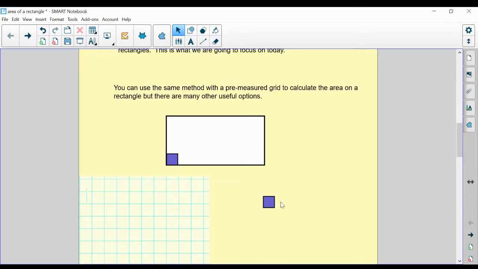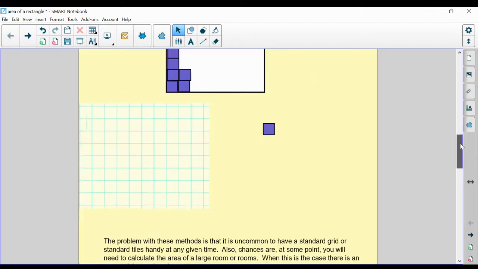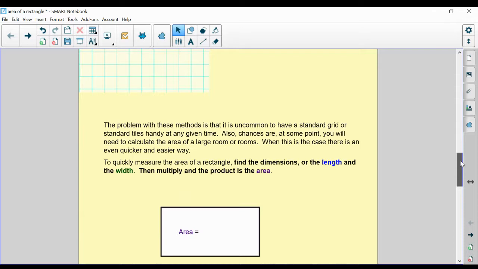You can take a tile and then put another tile right next to it, making sure not to leave any spaces and have everything lined up perfectly. So as you can see, if I were to attempt to tile this entire rectangle, I'd be here for a while. So that makes this not a very efficient way to find the area of the rectangle. It'll be accurate, but not very quick. So lucky for us, there's an even better way to find the area.